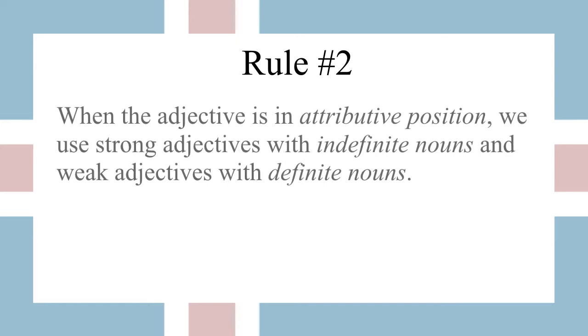All right, rule number 2 is a little bit more complicated. When the adjective is in attributive position, we use strong adjectives with indefinite nouns and weak adjectives with definite nouns. So let's look at some examples.